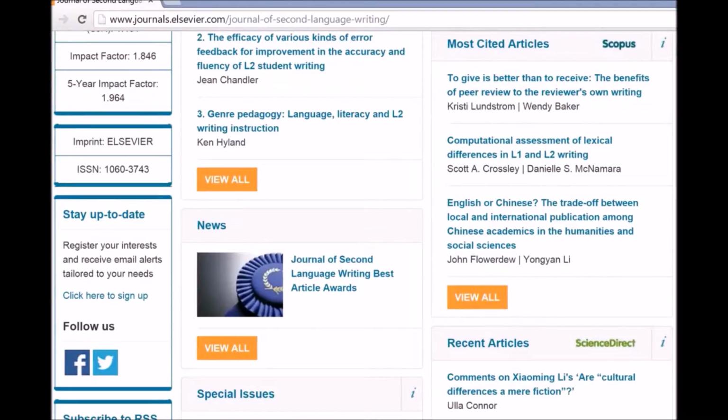You can also look at the most cited articles over here. That also gives you a little sense. The first article is about peer review. The second article is about computational assessment of language differences. Now, that's a little different topic, so that broadens it up a lot. And here's an article on English or Chinese about publication for Chinese academics. So that's a more theoretical article. It gives you a little overview of the types of articles.